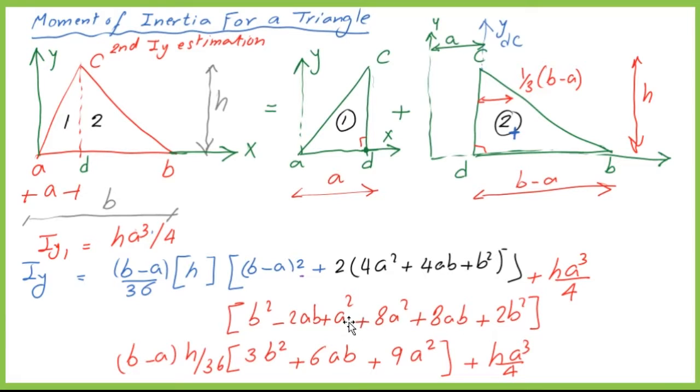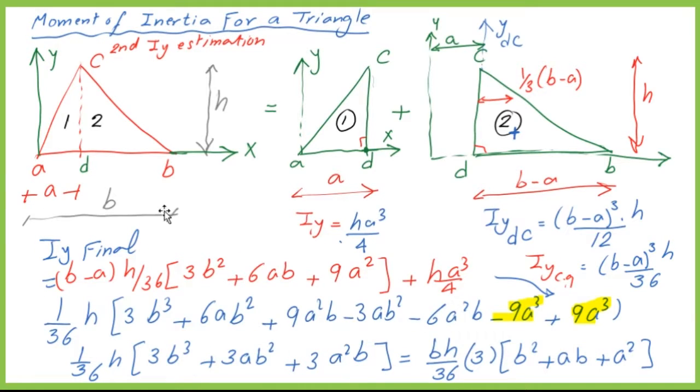After readjustment of the terms, we still have (b minus a) h over 36 multiplied by: we have b squared plus 2b squared, we have 3b squared, and we have minus 2ab plus 8ab, we can write 6ab. Then we have a squared plus 8a squared, we have 9a squared inside the bracket, and then we are going to add the moment of inertia in the y direction for the first triangle, which was h a cubed divided by 4. Again, we are going to adjust the terms.